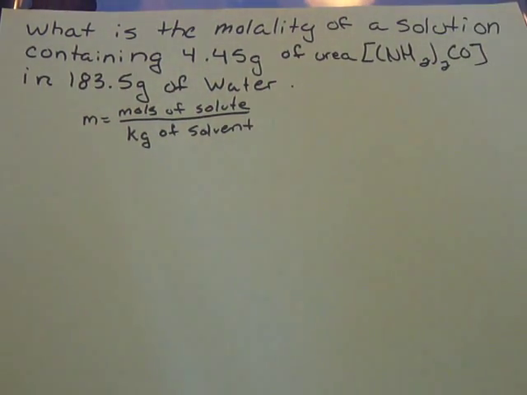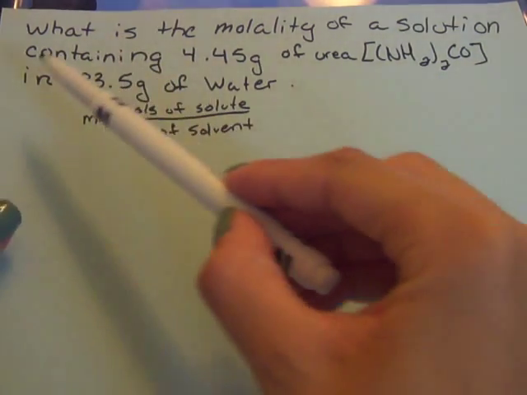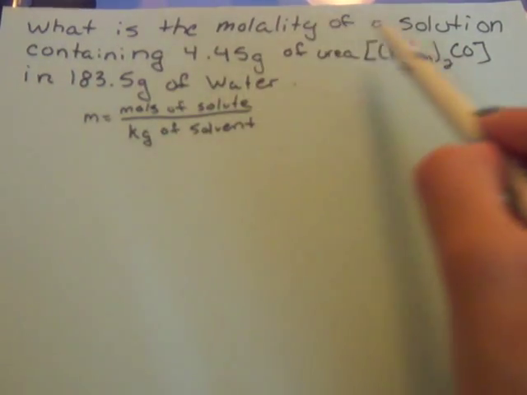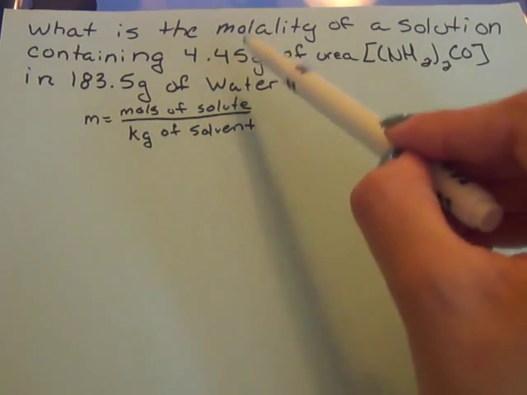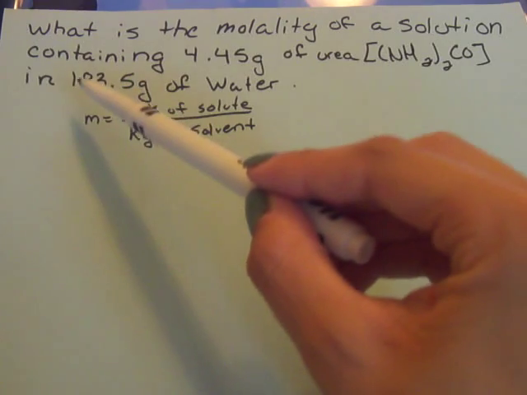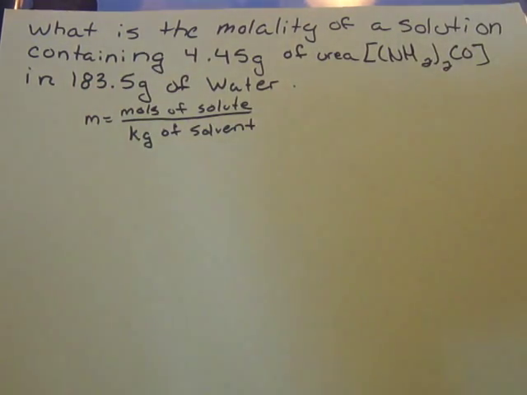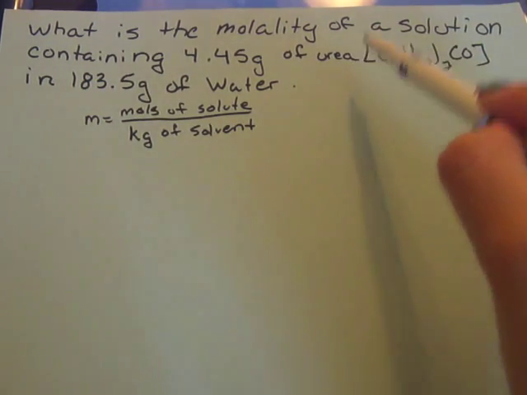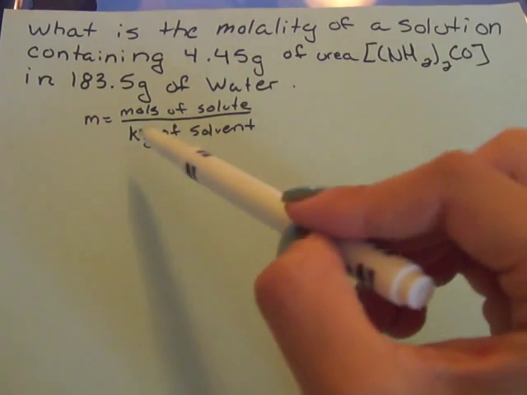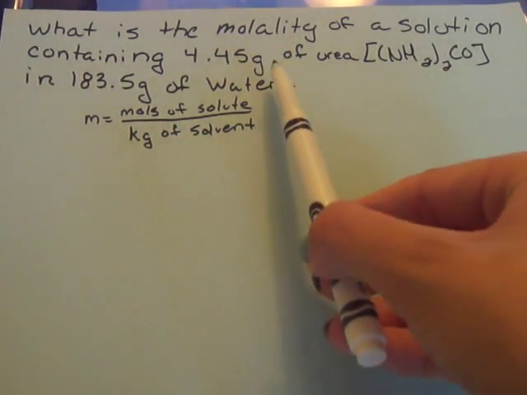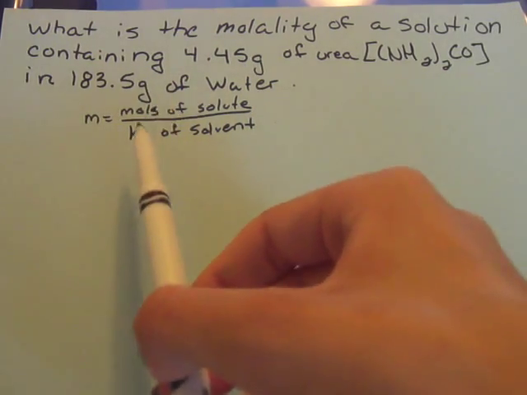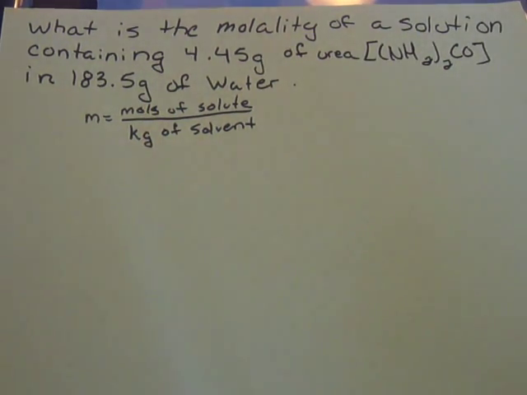And so now the next step is to figure out which one's the solute and which one's the solvent. So if we read the problem again, we can notice here that there's a keyword "in". So when it says a solution containing 4.45 grams of urea in 183.5 grams of water, we can figure out that urea is the solute and that water is the solvent. But then we also need to convert grams into moles and grams into kilograms. So we're going to start by doing that.